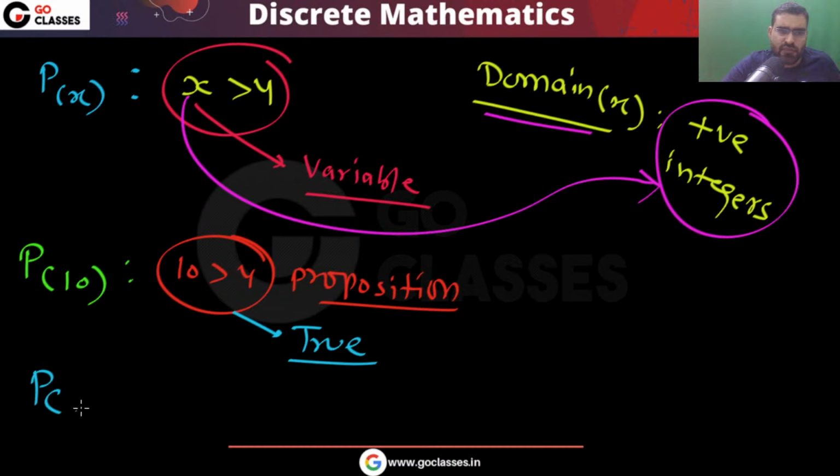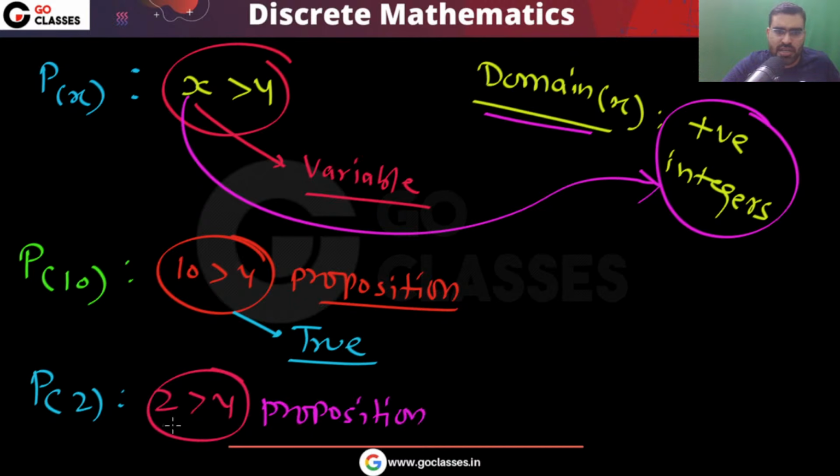Similarly, if I replace this x with 2, because 2 belongs to the domain, the domain of x is positive integers so it contains 2, then I will get 2 greater than 4. Now this is also a proposition because either this is true or this is false. You can clearly see that this p of 2 is basically false. So this is the idea of predicate.